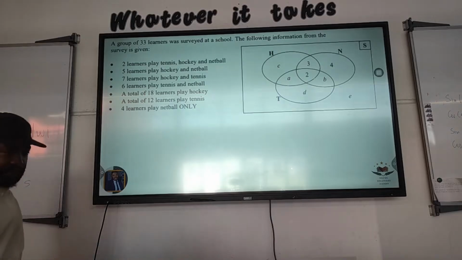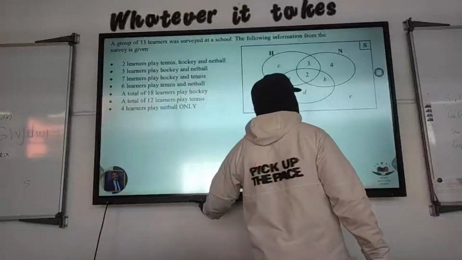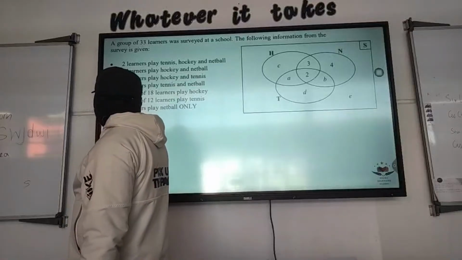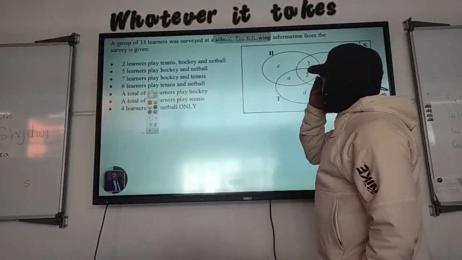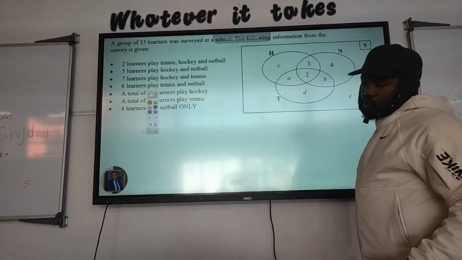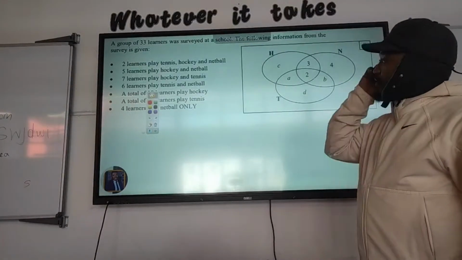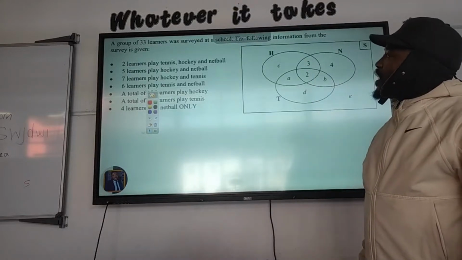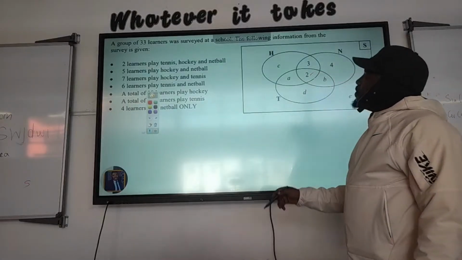All right, let's quickly do this one. I think now we are able to make sense of the Venn diagram. We have a group of 33 learners surveyed at a school, and the following information from the survey is given. We have 2 learners that play tennis and hockey and netball. That is the center, okay, good.